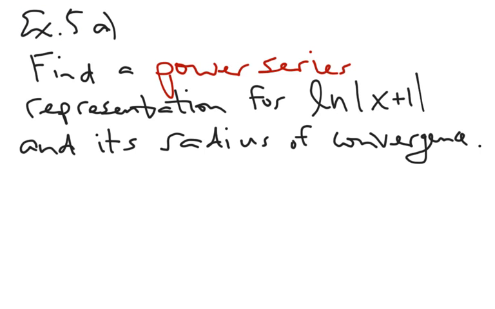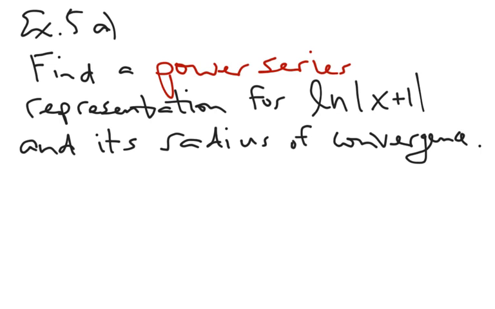All right, so example 5a. Find a power series representation for the natural log of the absolute value of the quantity x plus 1 and its radius of convergence. So go ahead and pause the video. Give it a shot.